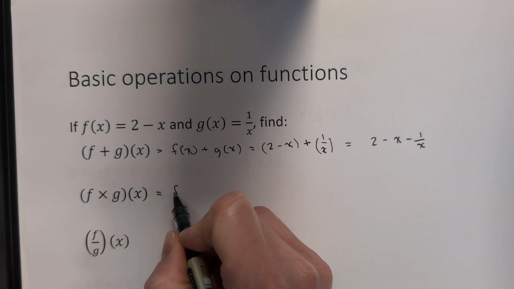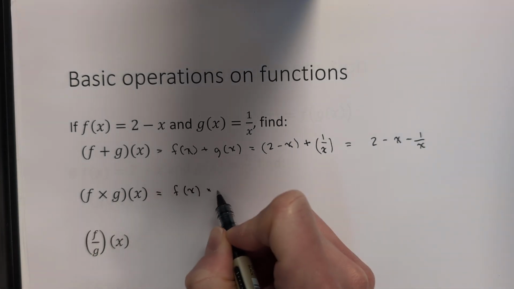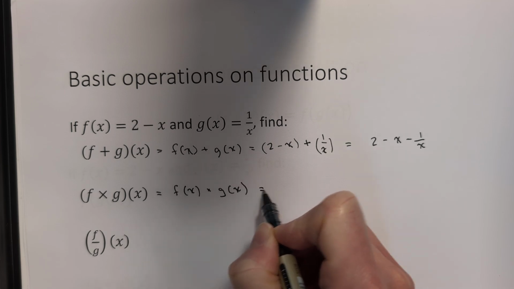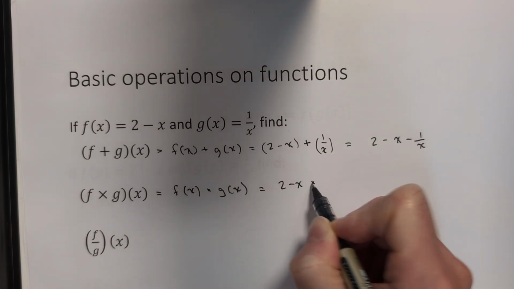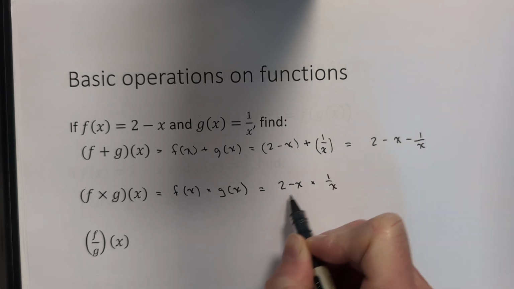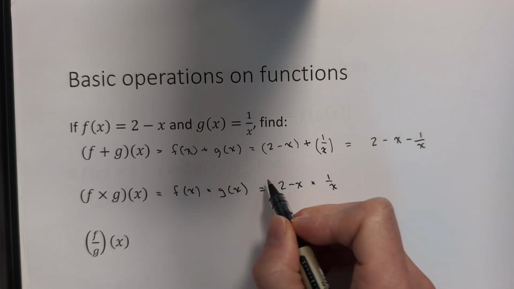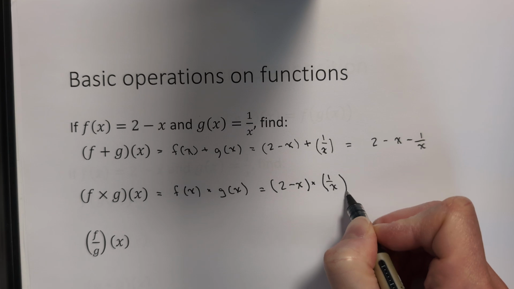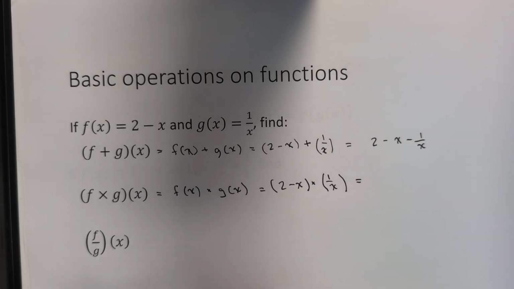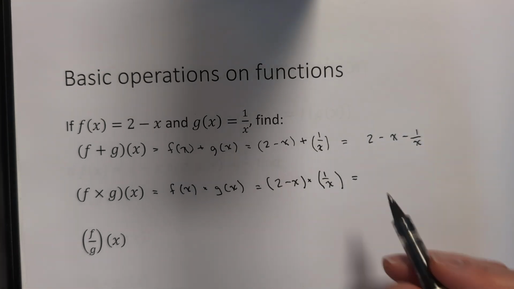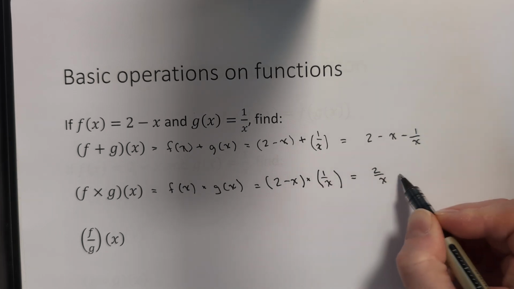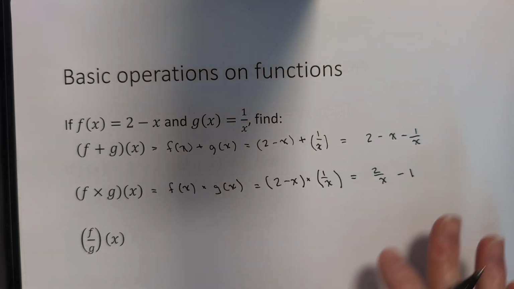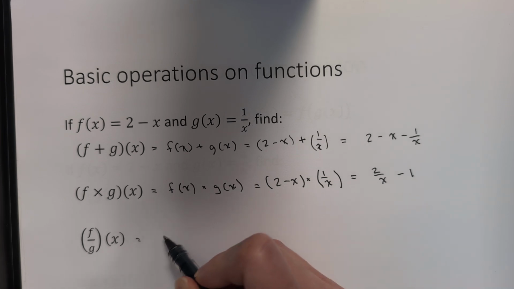Like this is f times, or f of x times g of x. And if you don't use parentheses here, I'm going to purposefully not write parentheses times 1 over x. This is obviously implying a different thing than the full function times the full function. So be careful to FOIL or distribute as needed and appropriate. So 2 over x minus an x over x is 1. Okay, and this last one is the function f of x divided by g of x.